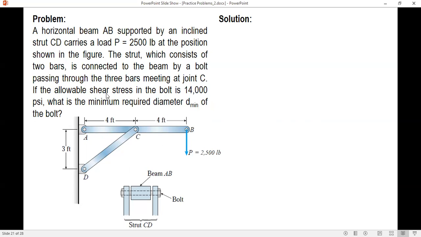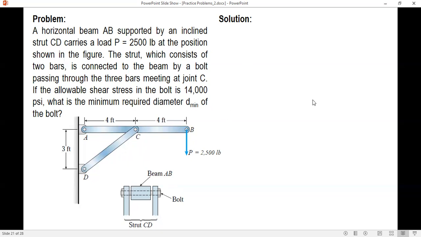Now, the given condition is the allowable shear stress in the bolt, which is 14,000 psi. So here, C. So therefore, given the force, given the stress, the unknown is the area, no? And from the area, the unknown is the diameter, no? So let's solve for the force of member CD.